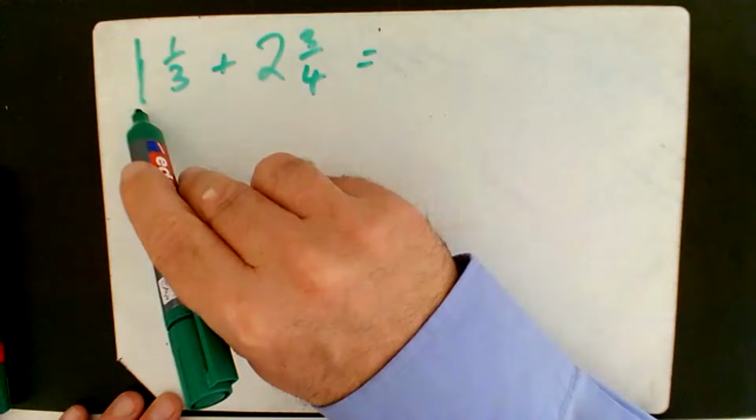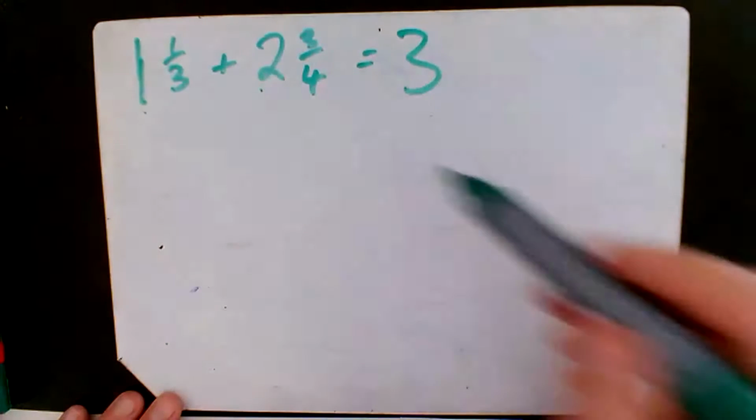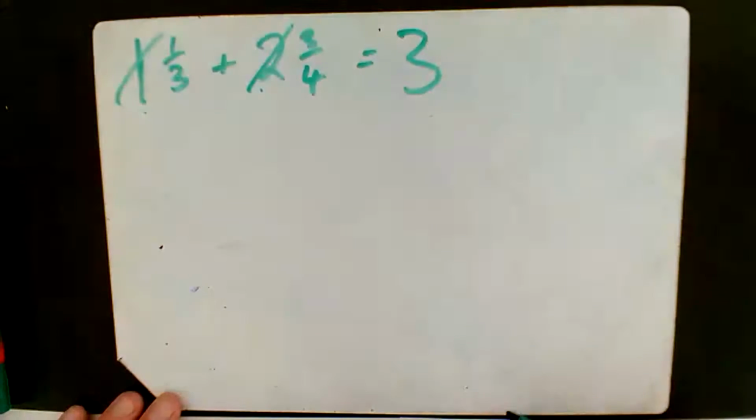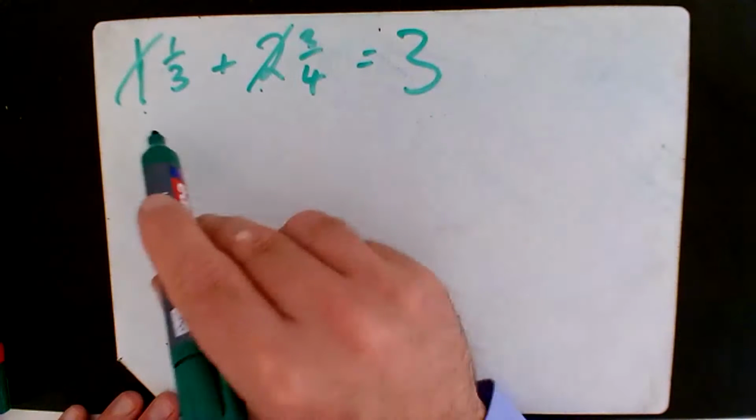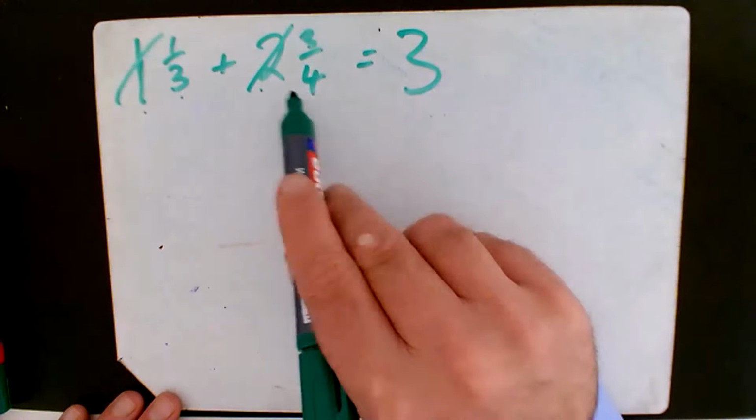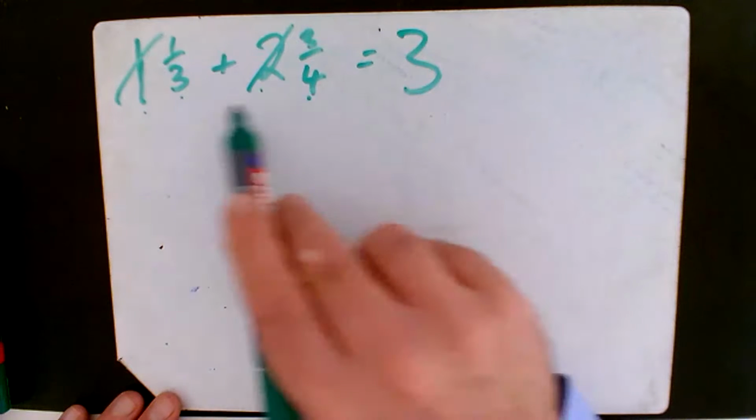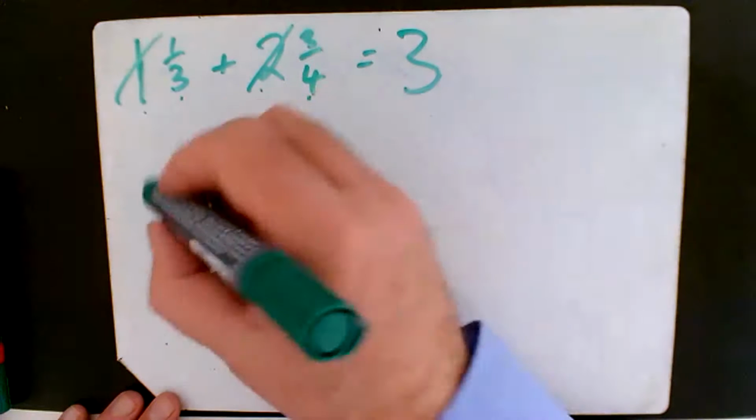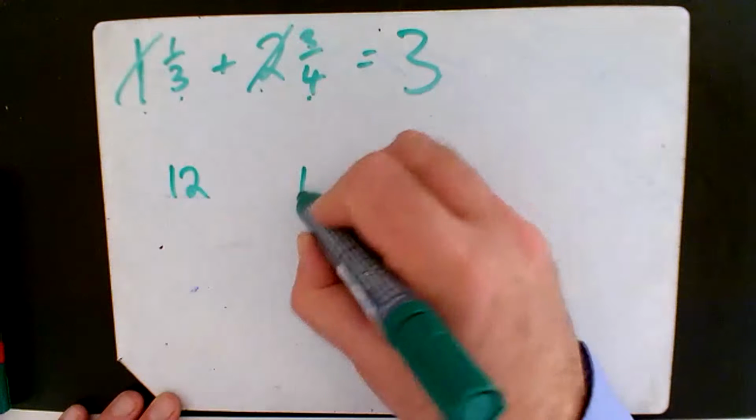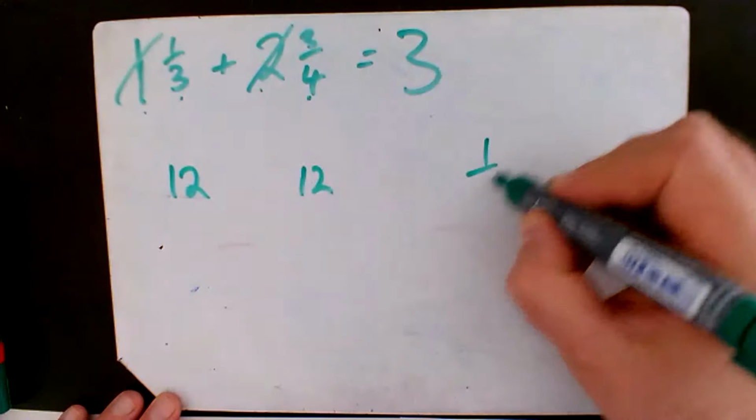Now these are very similar to the last questions we did, but all I'm going to do is add up the whole numbers first. So 1 and 2 is 3. And once I've added those up, I'm basically going to ignore them because that's there. And I'm going to do 1/3 plus 3/4. I can see 3 doesn't go into 4, so I'm going to have to change them both. 3 times 4 is 12, so I'm going to change them both into 12ths.